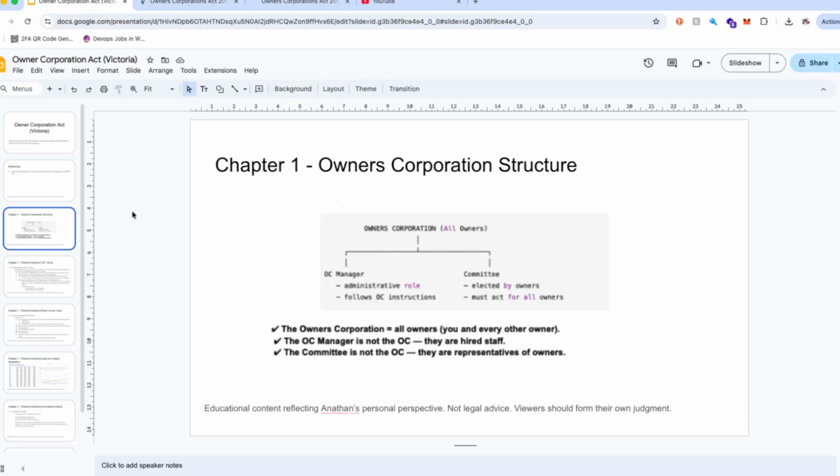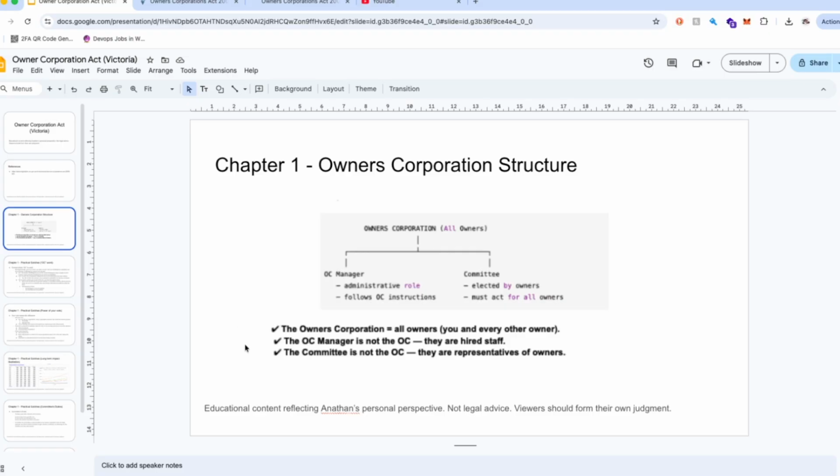To start off, I will go through the Owners Corporation structure. At the top, you have the Owners Corporation, which is all the owners. Below that, you have the OC manager, and OC is a short abbreviation that stands for Owners Corporation, which plays an administrative role, and they follow OC's instructions. Then you have the committee, which is elected by the owners and must act for all owners.